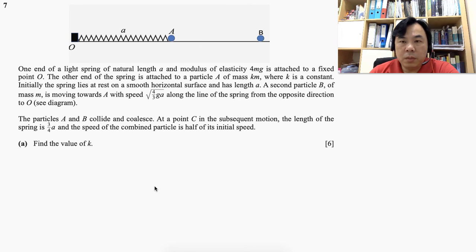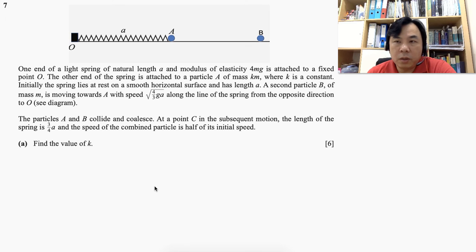Now, a second particle B of mass m is moving towards A with a speed of 4/3 √(ga) along the line of the spring from the opposite direction to O, as shown in the diagram also. Now, particles A and B collide and coalesce, meaning that they join together as one body.